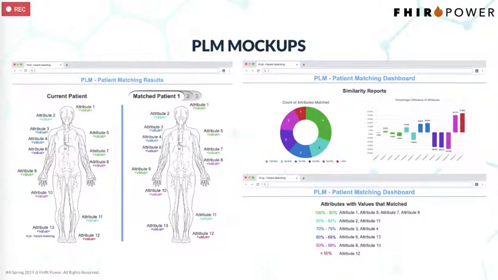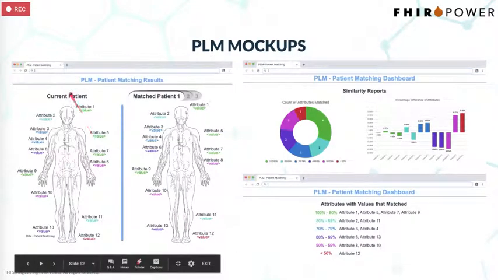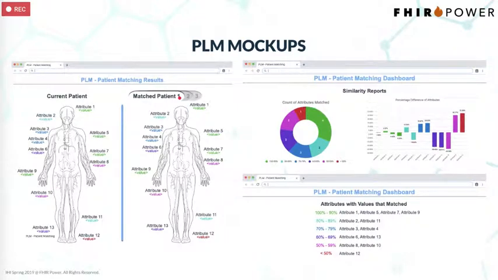These are our project mockups. On the left, we see we have the current patient and a matched patient. The attributes would be grouped around the physiology of whatever the body part that was related to the attribute. The color would relate to how closely the attribute matched with the found patient. So green would be a very high correlation and red would be very low.